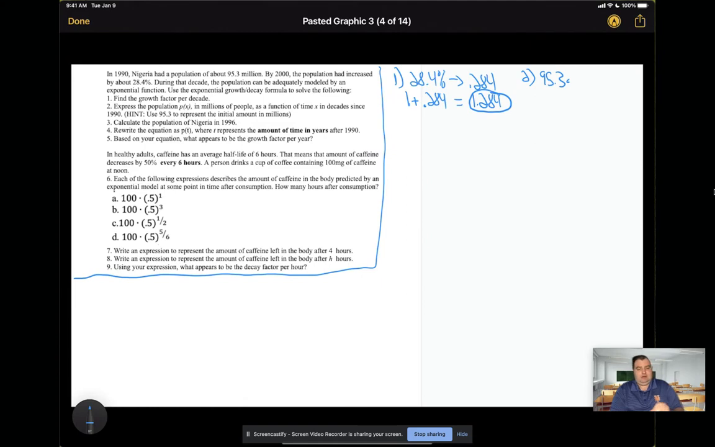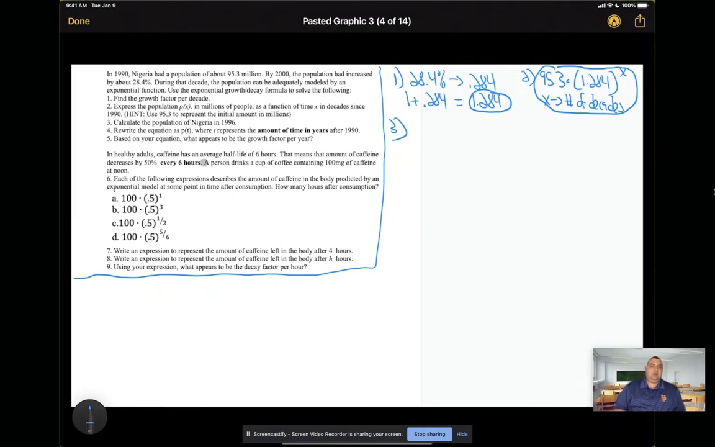So 95.3 times my growth factor, which we said was 1.284, my answer from number 1, to the power of X. So 95.3 times 1.284 to the power of X. That is my equation. The understanding is that the X value here is not years. The X value is number of decades. So that is your answer to number 2.